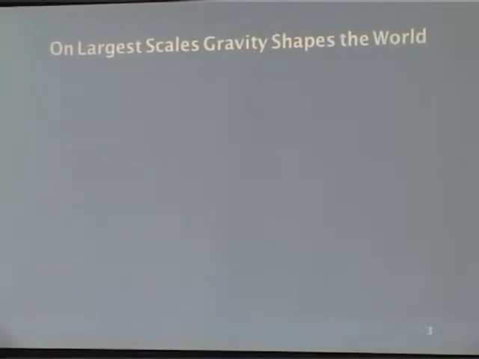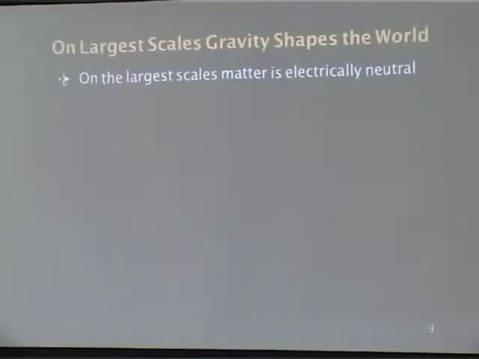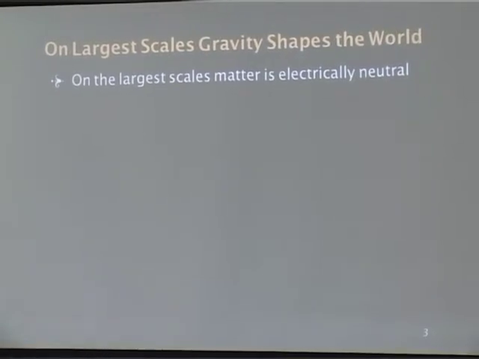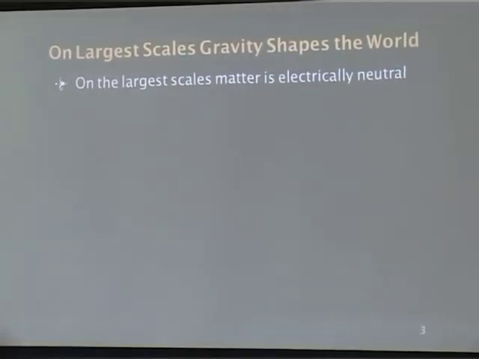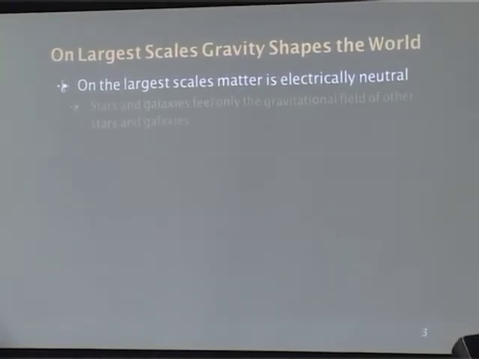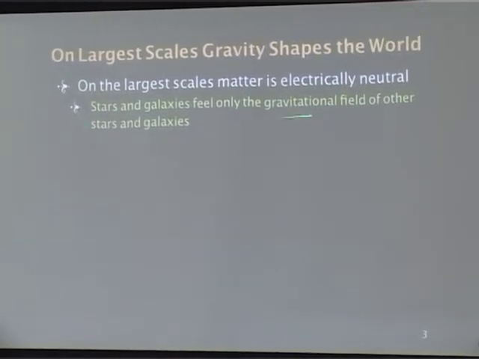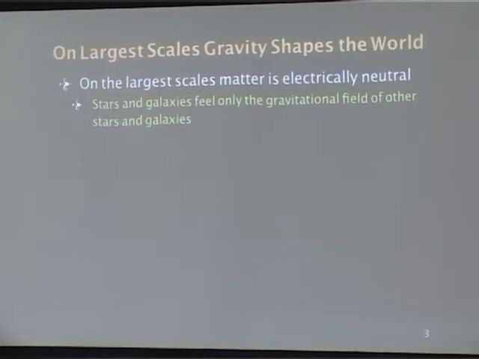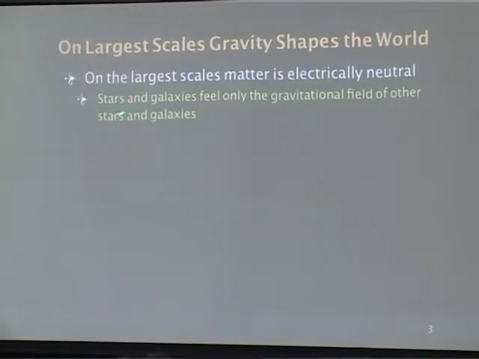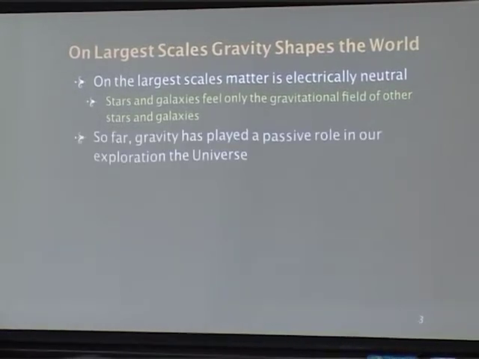So on the larger scales, as I started off, gravity shapes the world, right? Matter is electrically neutral. The weak and strong forces really don't play any great role on large scales. And because matter is also electrically neutral, electromagnetism really doesn't play any role. And gravity is the one that rules the world. It shapes the world. It forms the large scale structure. And stars and galaxies really feel the gravitational pull of each other and nothing else.